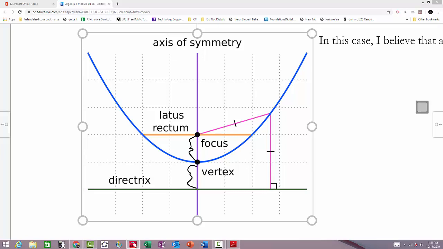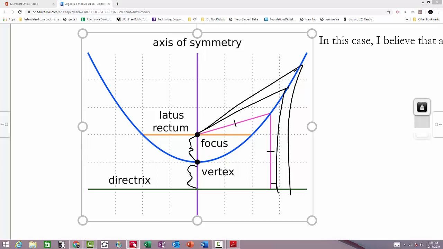No, it's just saying that any point I pick, I'm always going to get a line like that. Any point, anywhere. And those are always going to be equal, or congruent, I should say, to use proper geometry terms.